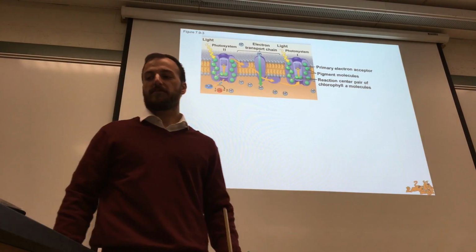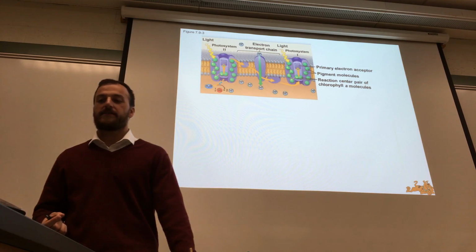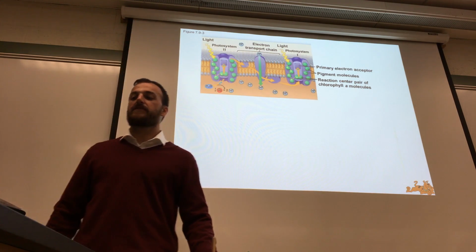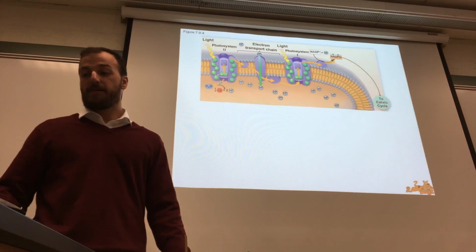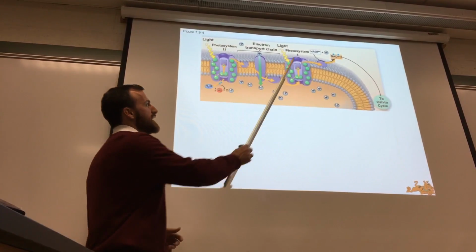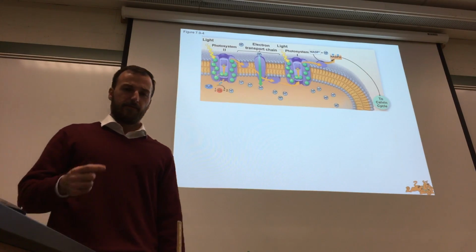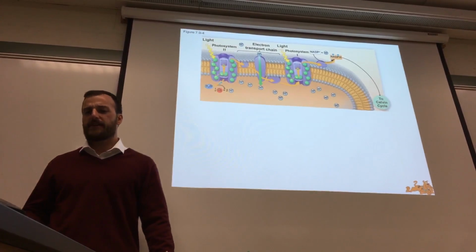Light is going to strike the light harvesting complexes. Those molecules are going to vibrate. That's going to excite an electron in chlorophyll A. This time, we are going to use that energy to produce NADPH. That NADPH will be a major input for our Calvin cycle.